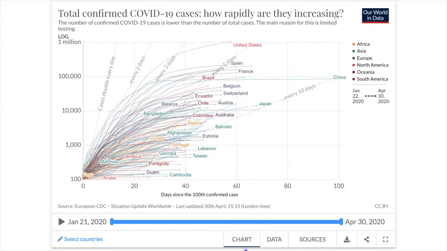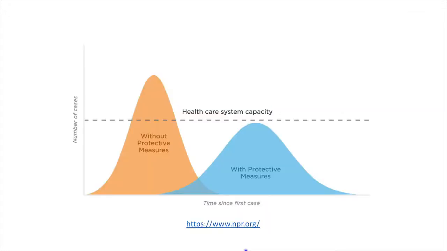So you have seen some of these charts in the news that we continue to encounter with our updates on the current pandemic with COVID-19. And you've also seen graphics of this sort about flattening the curve. What do these graphics actually mean, and how can we understand these graphics?